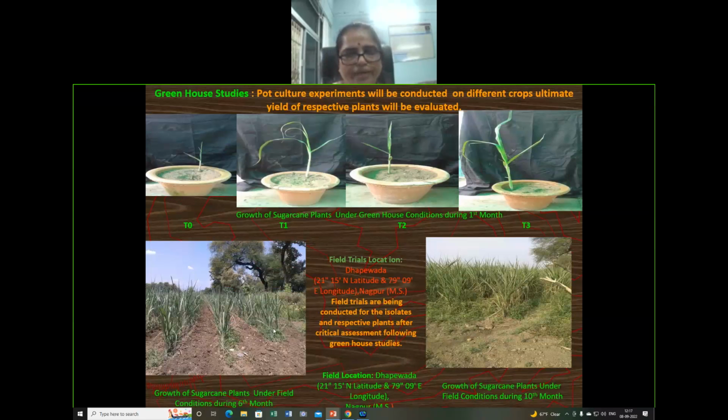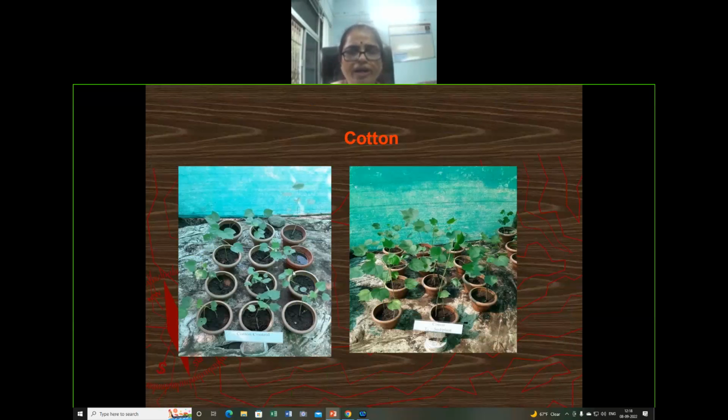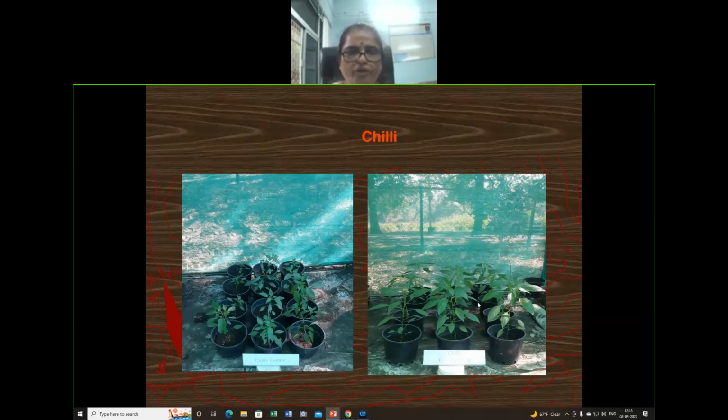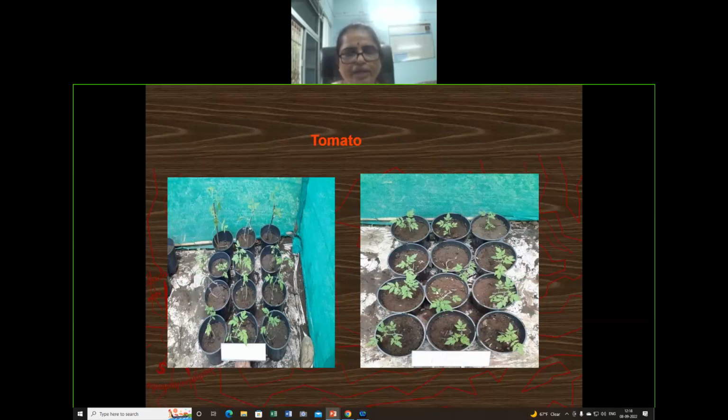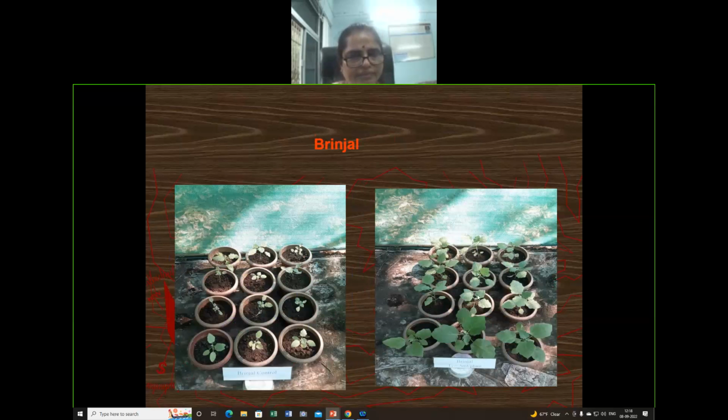We have adopted Dhapebada, wherein we have given consultancy to a variety of farmers. So this is again a success story. You can see a control as against application of biofertilizer to cotton, to chili plants, to tomato. These are all greenhouse studies. Brinjal also, you can see this is without biofertilizer, this is with biofertilizer.